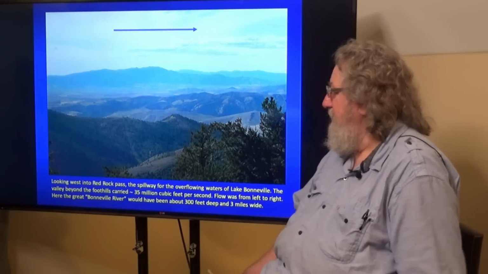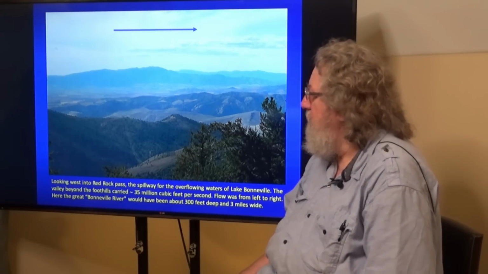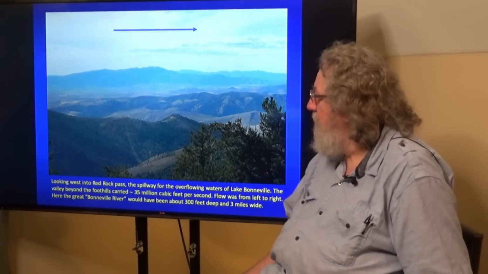Let's see here, yeah. So then, this is just going further into the pass where it now begins descending down towards the Snake River Plain. And this is looking north into the pass. And are those strand lines on that hillside there? Or is it just the angle I'm seeing it?